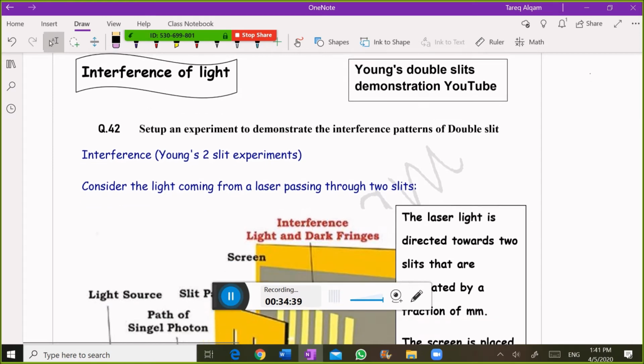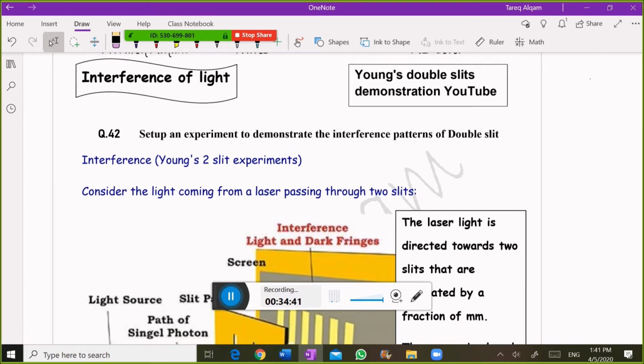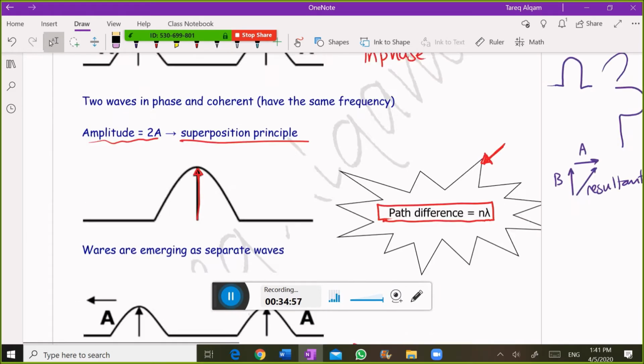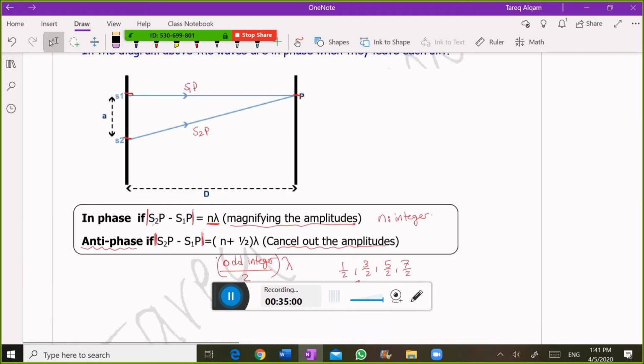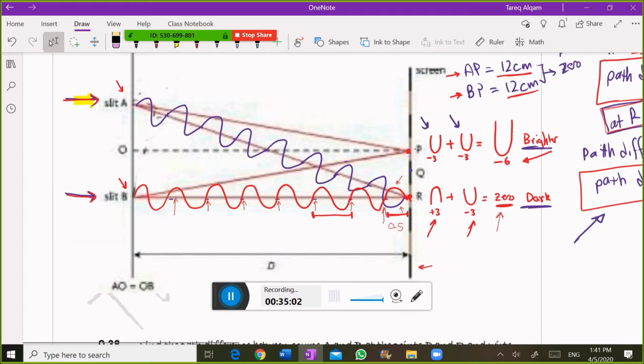Then we defined the interference, when the two waves meet. We defined the path difference. We defined the superposition principle. The path difference and the superposition principle are important concepts for interference. This is what I explained here, guys. This is an interference, basically.